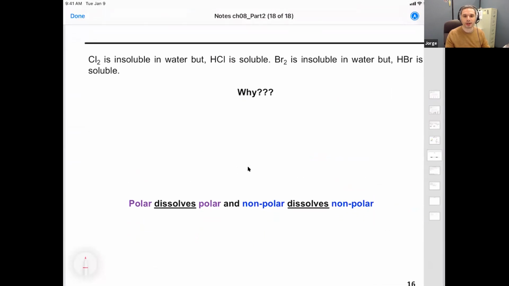So there is a correlation between polarity and solubilization of compounds. If we take chlorine gas that's insoluble in water, but HCl is freely soluble. And the same thing happens with bromine gas, Br2, also insoluble in water, but HBr is soluble. Why? Okay. So let's look first at the water molecule.